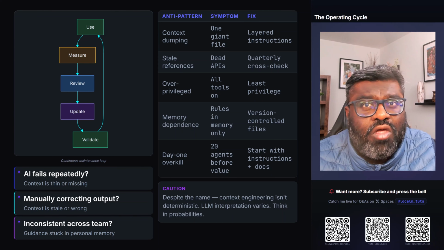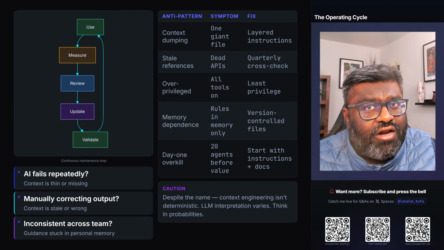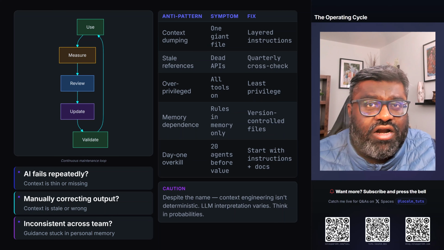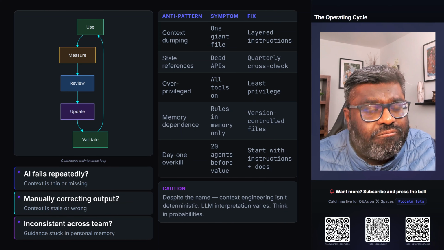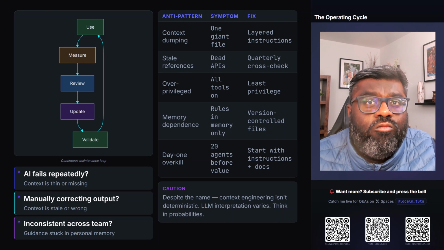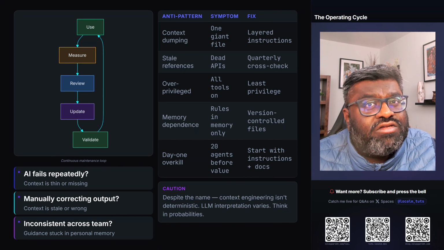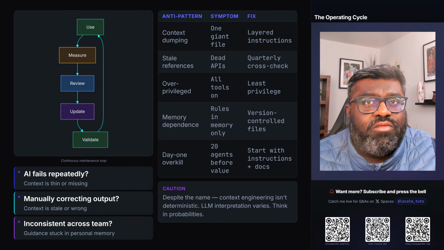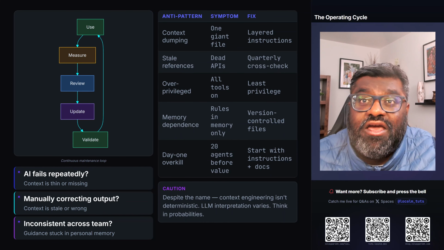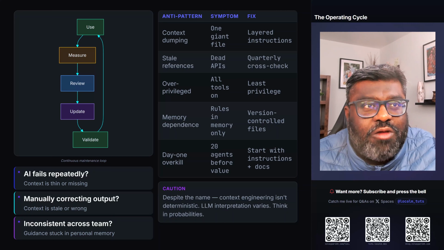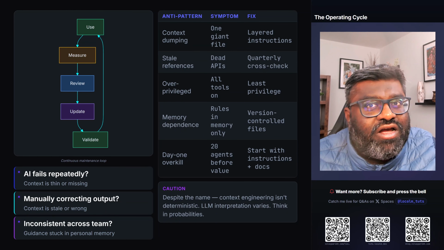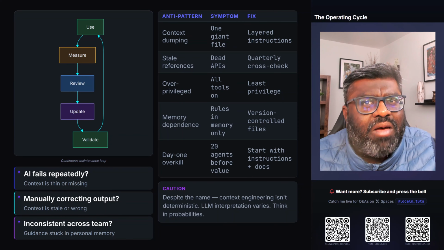Signals are important as far as I'm concerned. Look first: where does the AI fail repeatedly? That tells you where the context is missing. The second: where do you manually correct the output? That tells you where it is stale. And the third: do different team members get inconsistent behavior? That's very important and mostly overlooked. That means the guidance is trapped in personal memory instead of a shared file.